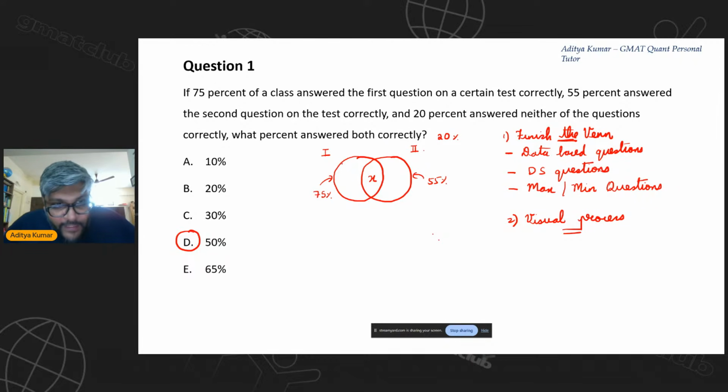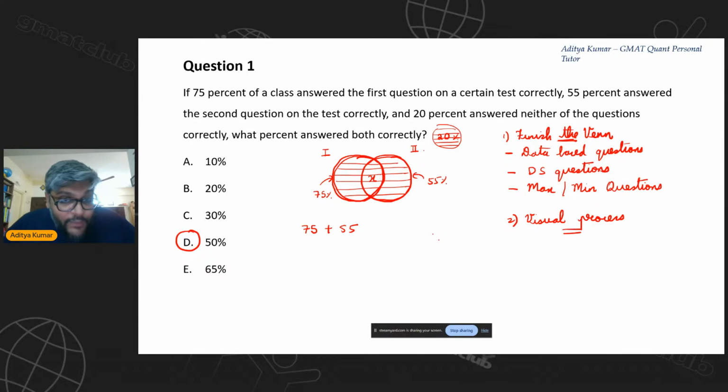So I know this entire shaded region, the one I'm shading here, this entire shaded region plus what is outside should be my overall total. In this case, the overall total is going to be 100%. So how would I try to find out the area of this shaded region? Very simple. I will take the entire first circle, 75. I will add it to the entire second circle, that's 55.